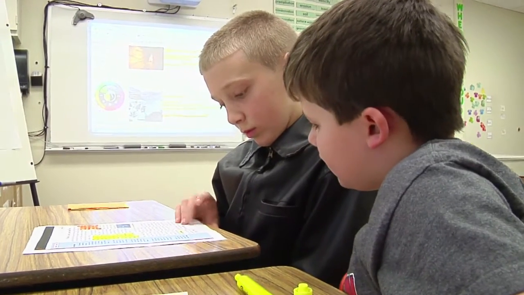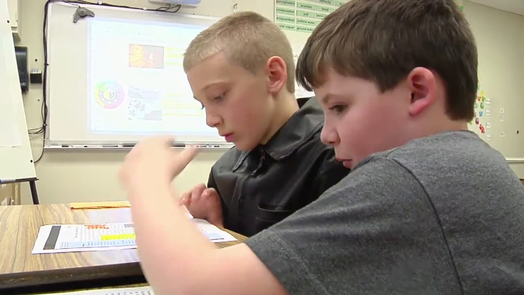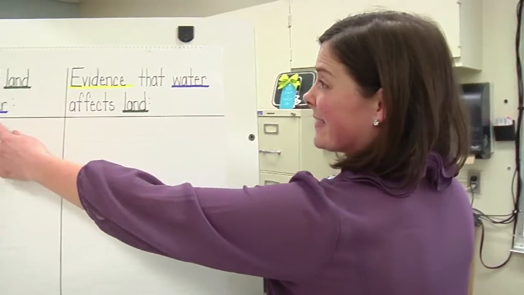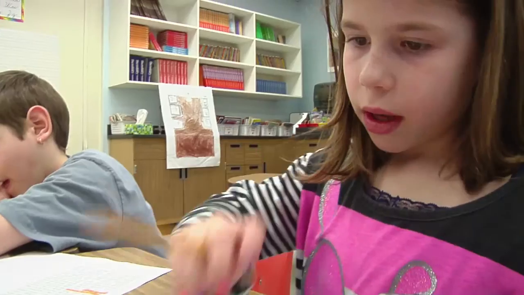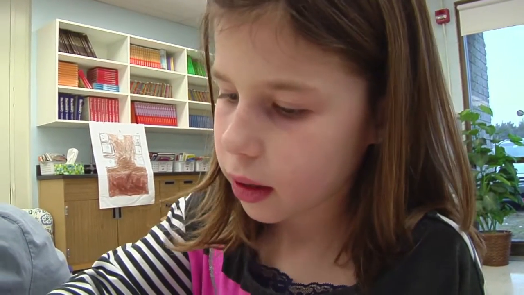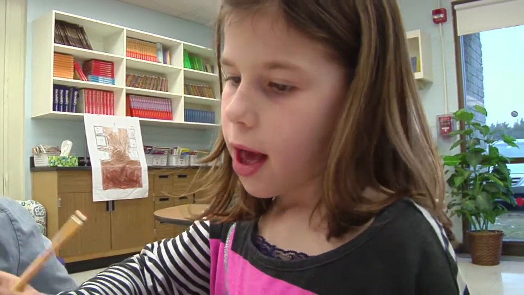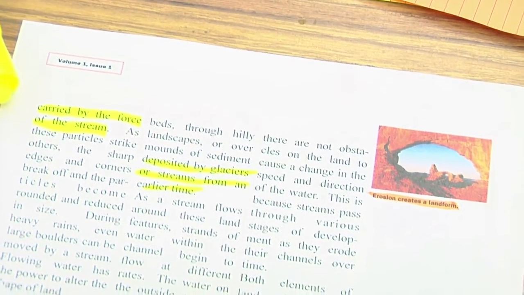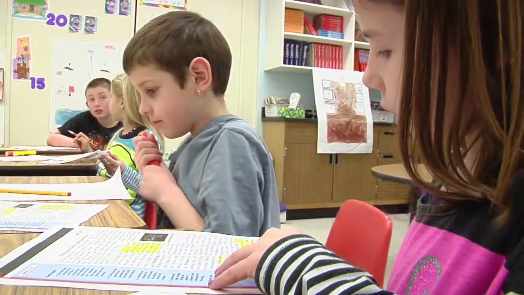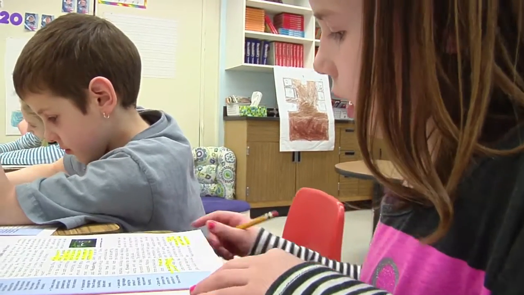As I see them finding good evidence, I catch them again and model in a simple mini lesson form the next process that they're going to go through. And I find that as I catch and release them, it breaks things down in stages for them, just one goal at a time so they can focus. I'm going to find one that's highlighted in yellow for evidence that water affects land. So there's this one. Erosion can be caused by wind. Larger particles such as gravel and coarse sand bounce or roll along. So I would put that.